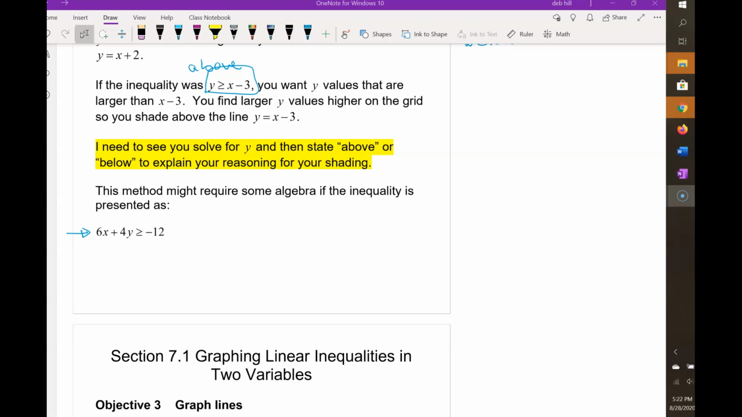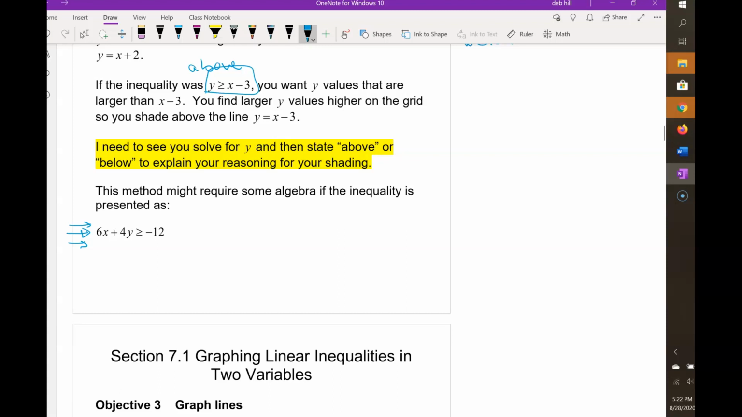So if your linear inequality is presented in the form shown here, where x and y are on the same side together with a plus, and you don't have the y all by itself, you cannot use the above-below method until you have solved for y.